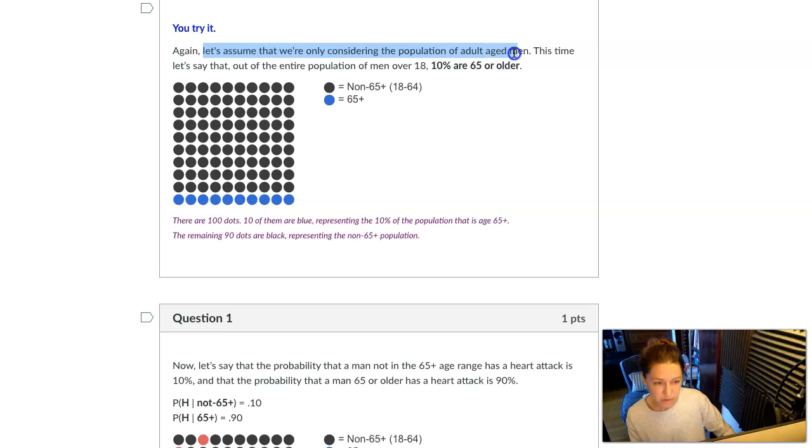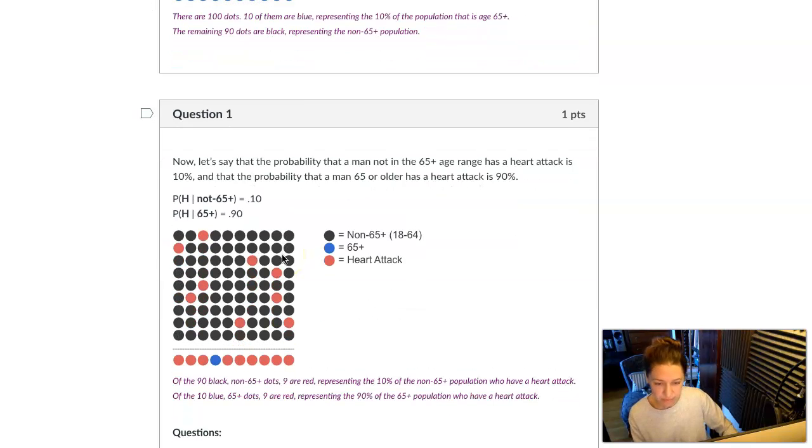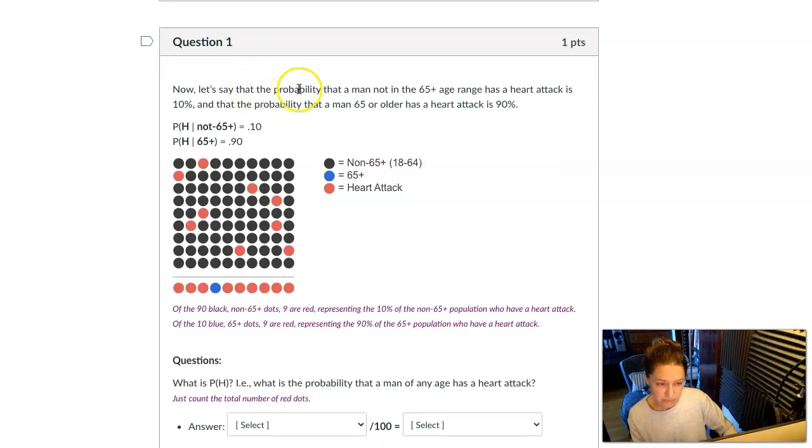So let's assume that we're only considering the population of adult-aged men, 18 plus, and this time let's say that out of our entire population of men over 18, only 10% are in the 65 plus camp. So now there's only 10 blue dots. What this information means is that there's 100 dots, 10 are blue, representing the 65 plus crowd, and the remaining 90 black dots represent all the other adult men who are not 65 plus. Now, let's say that the probability that a man not in the 65 plus range has a heart attack is 10%, so it's higher than our previous example, and that the probability that a man in the 65 or older group has a heart attack is 90%, so let's make that stereotype extremely true.